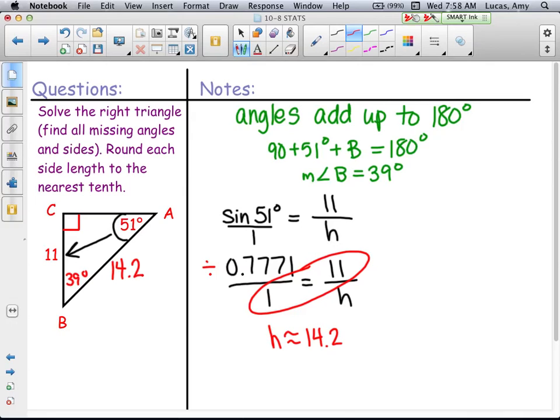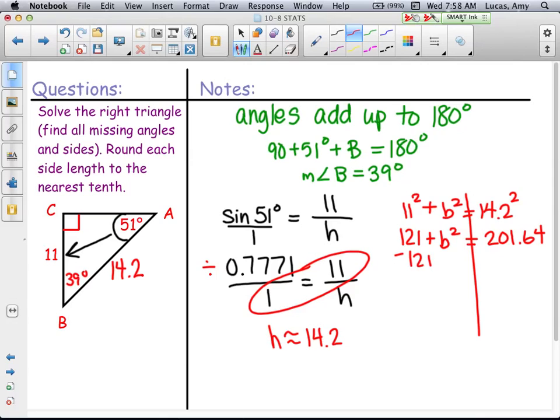Now that I know 2 sides, I can do the Pythagorean theorem. So 11 squared plus b squared equals 14.2 squared. 121 and 201.64. Subtract the 121. I get 80.64. And then I just need to take the square root.